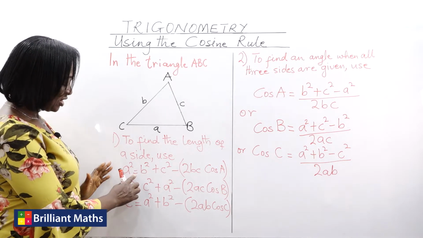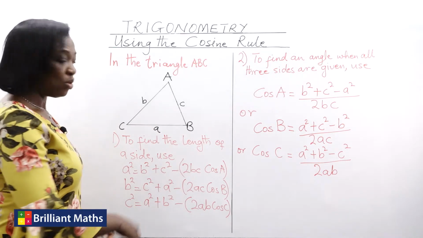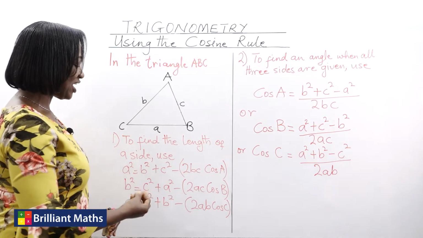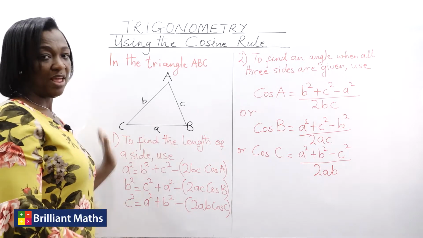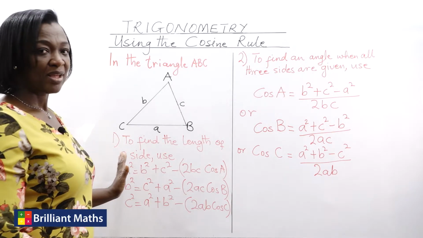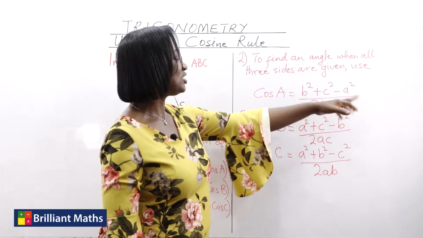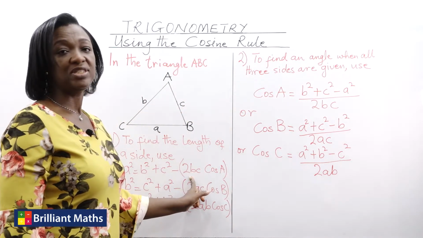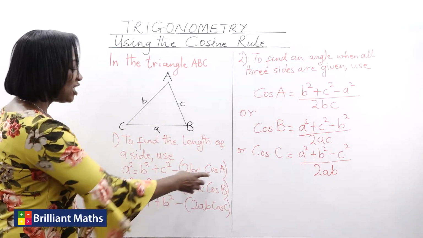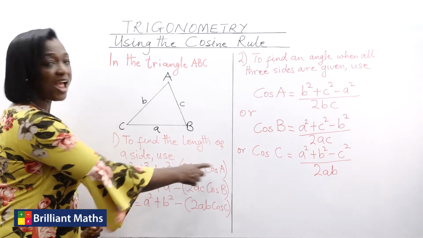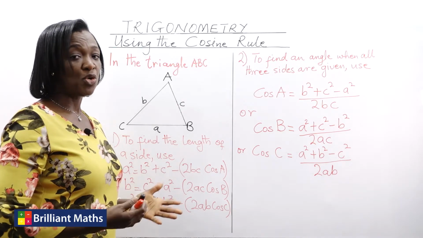A squared is equal to B squared plus C squared minus 2BC cos A. So we move A squared to the right-hand side of the equation and move 2BC cos A to the left, so that we can then divide B squared plus C squared minus A squared by 2BC to find cos A. So simply making the cosine of that angle the subject of the formula, you can then use it to find the unknown angle.